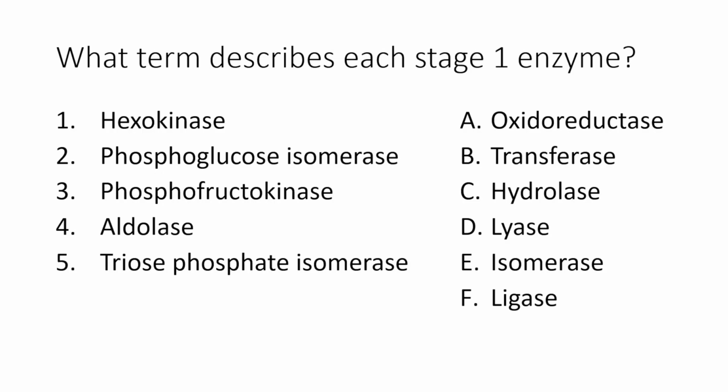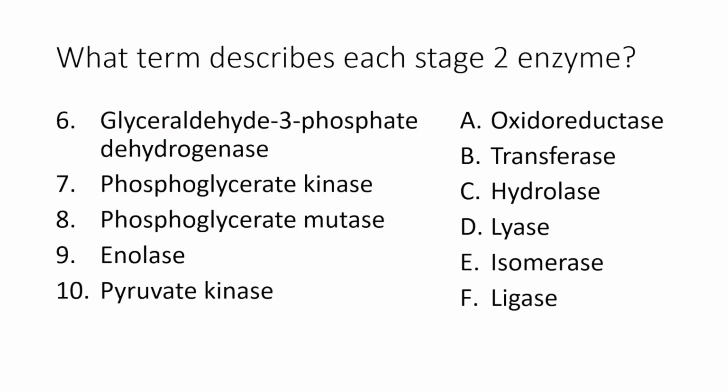Alright, so let's start from the beginning with hexokinase. What kind of an enzyme is hexokinase? It's a transferase because it's a kinase. Yeah, exactly. Also transferase. Great point. All the kinases are transferases. They take a phosphate from an ATP molecule and transfer it onto the substrate. So that's what a kinase does. So right away we can look for anything that says kinase, and we know that's a transferase. Even in stage 2, we have more kinases, right? We have phosphoglycerate kinase, we have pyruvate kinase. All the kinases are transferases. So excellent start.